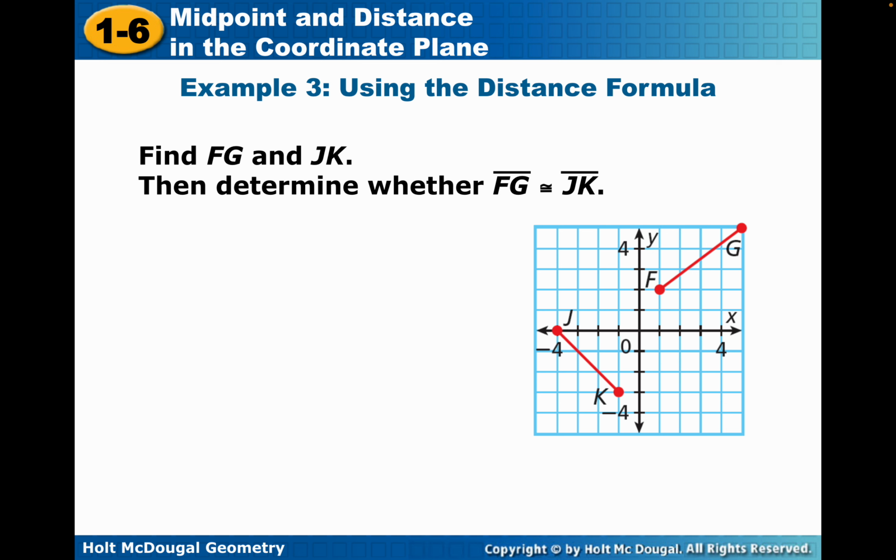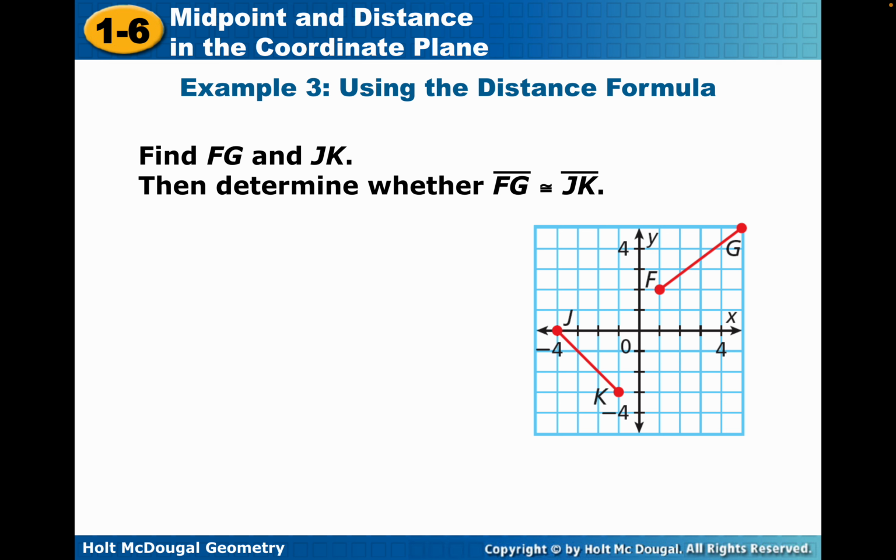All right, so let's go ahead and look at an example together, okay? So what we're going to need to do in this example is we need to find FG and JK, and we need to determine if the two segments are congruent, okay? So the first thing that we need to do is we need to find the coordinates of these letters. So maybe those of you that are closer, you might see a little bit better.